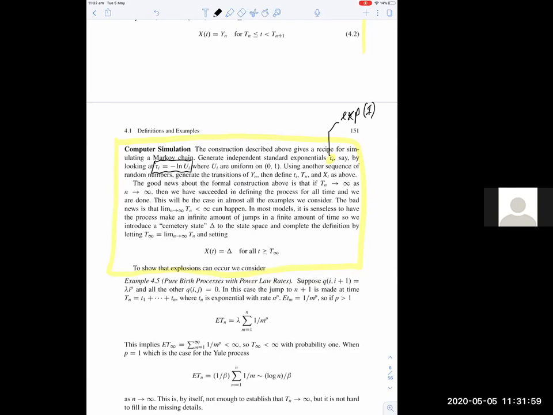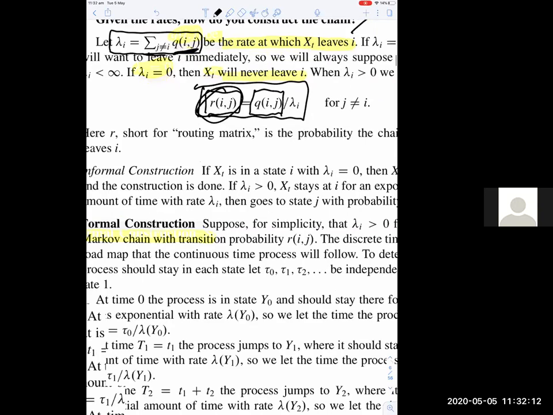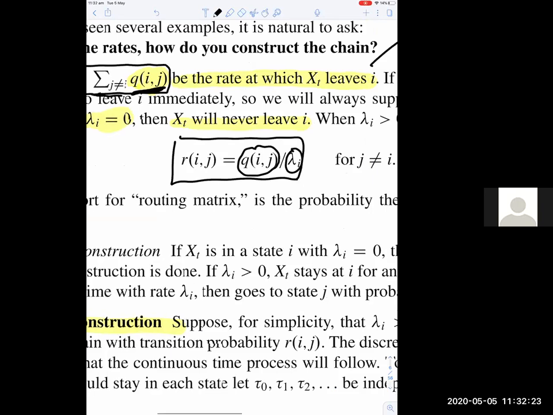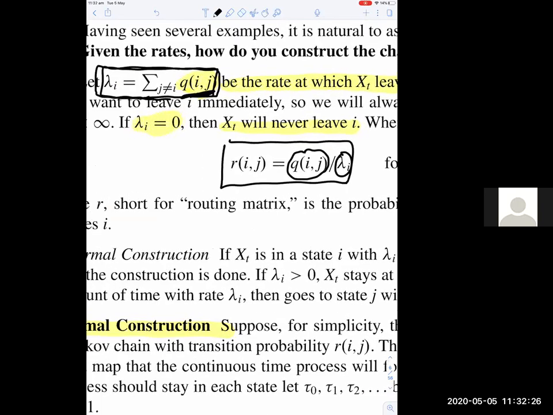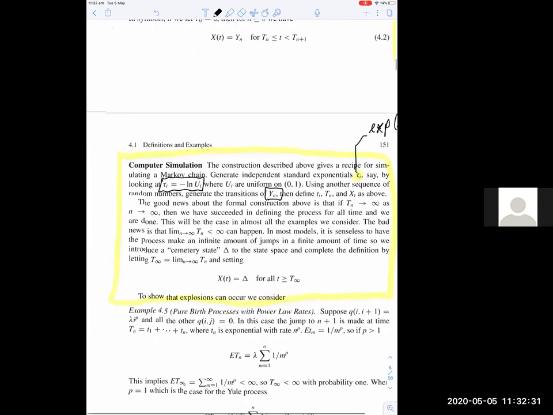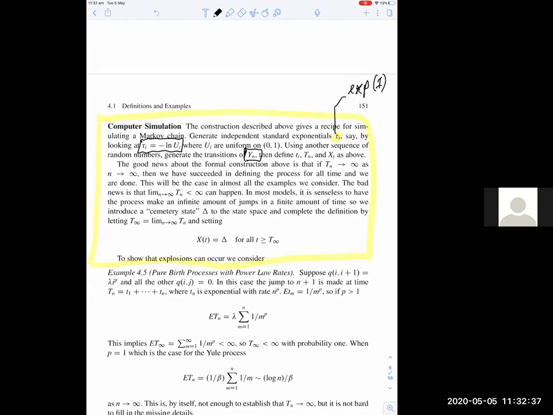Now you take another sequence of random numbers and you generate transitions of a discrete time Markov chain. This is a discrete time Markov chain with these probabilities: the probabilities are given by the ratio of the rate of transition from i to j and the total rate, lambda. That's what you call your embedded Markov chain, or your discrete time Markov chain. You're already an expert in generating discrete time Markov chains.